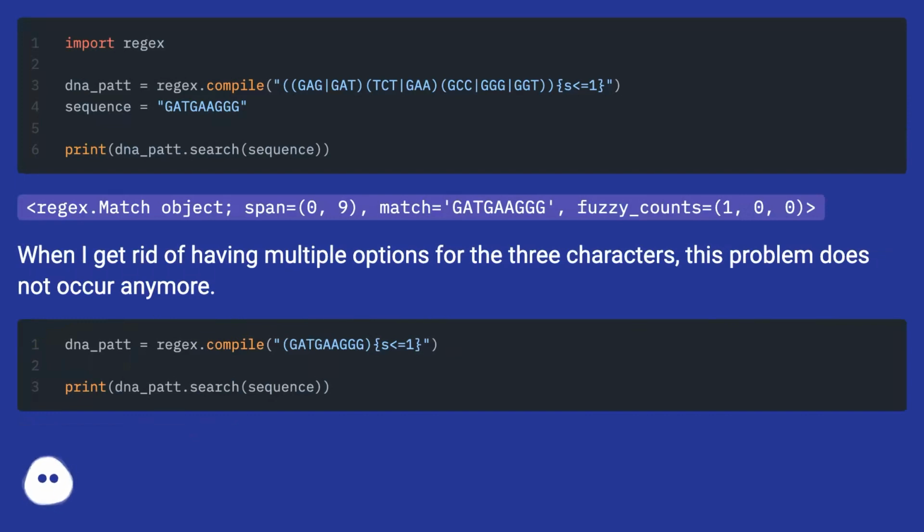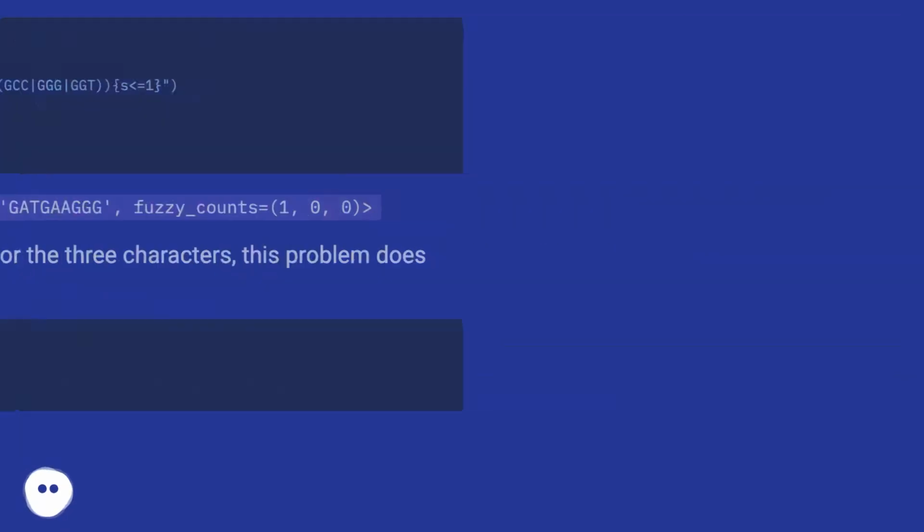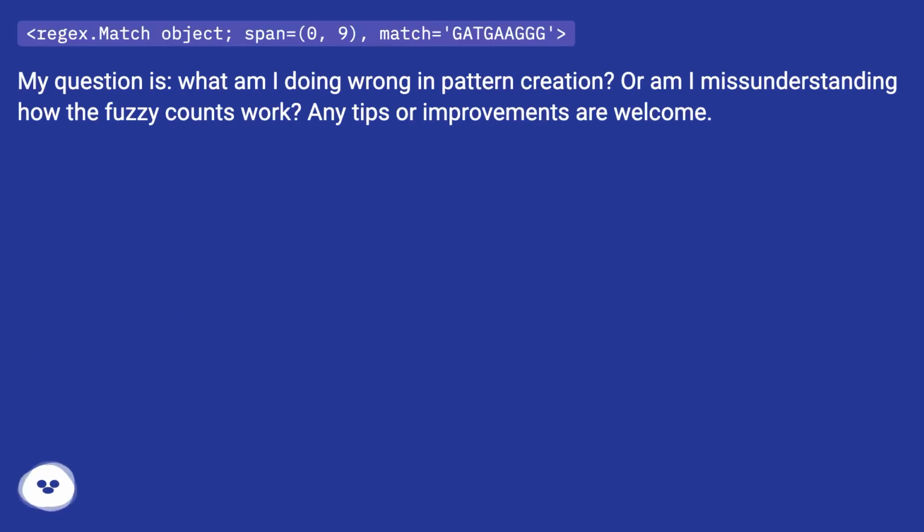When I get rid of having multiple options for the 3 characters, this problem does not occur anymore. My question is, what am I doing wrong in pattern creation? Or am I misunderstanding how the fuzzy counts work? Any tips or improvements are welcome.